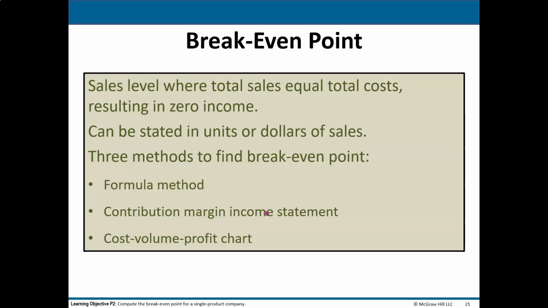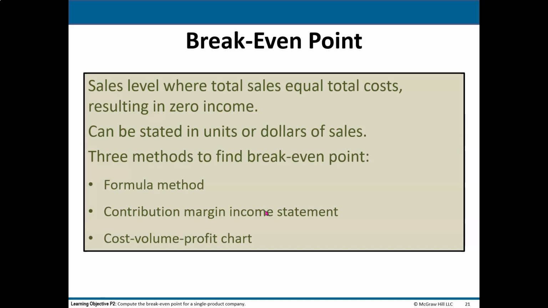Now the break-even point could be measured either in units, or break-even sales is the sales level at which total sales equals total costs, resulting in zero income. So that means my total sales minus my total costs gives me zero. So I've just broken even. I've not made a profit, but I've also not lost money. Now the break-even point can be stated in either units, the number of units I need to sell in order to break even, or it can be represented as dollars of sales. How many dollars of sales do I need to have in order to break even?